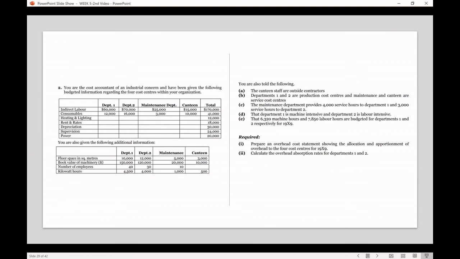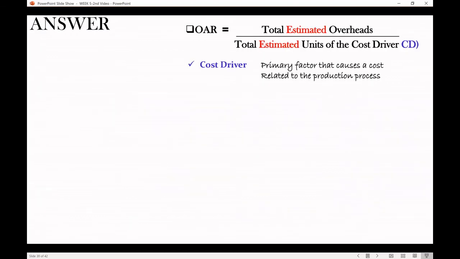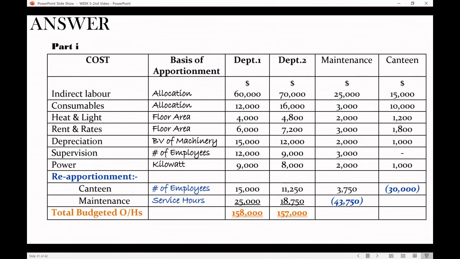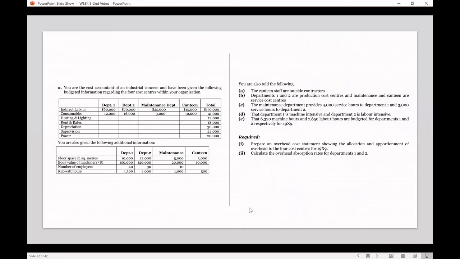So part 2 says calculate the overhead absorption rate for departments 1 and 2. And just to backtrack, what's the formula for overhead absorption rate? That's total estimated overheads divided by total estimated units of the cost driver, right? And I think we have that information available to us. So first for department 1, we have our budgeted overheads, 158 here, right? So we need to find our cost driver. So scanning through the question, for department 1, we really cannot use any of this information as cost drivers because we're only speaking to department 1, right?